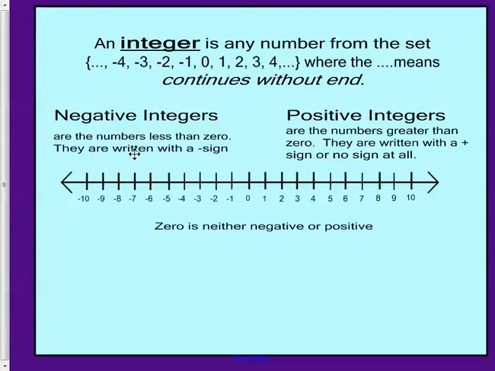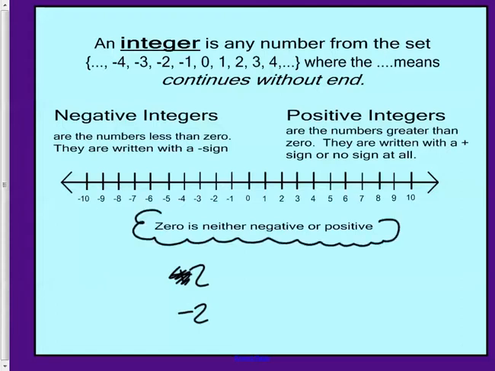Okay, these negative integers are less than 0 and they're written with a negative sign, while positive integers are going to be greater than 0 and all have a plus sign or no sign at all. We sometimes write plus 2, but really if we write just 2, we still know that that's a positive 2. But we have to have that negative sign in order to know that it is a negative 2. Something for your notebook: 0 is neither negative nor positive.